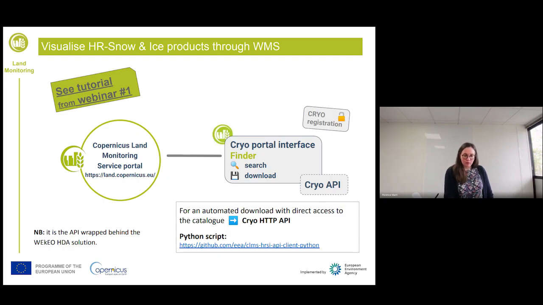So if you'd like to download the products, you will need to register first. And in the same way that in the Wikio portal you can use an API to perform automatic and efficient requests, you can also rely on the CRYO API. For this API, you can rely on a Python script that describes easily how to use it. There is also a tutorial that was presented in the first webinar if you'd like more details on how to use this API.